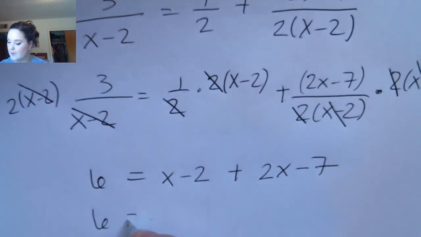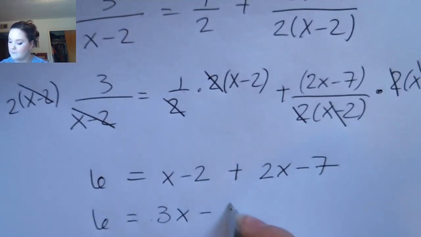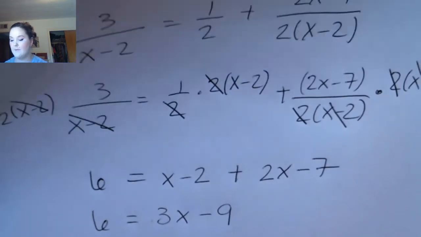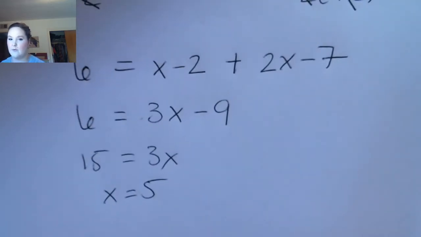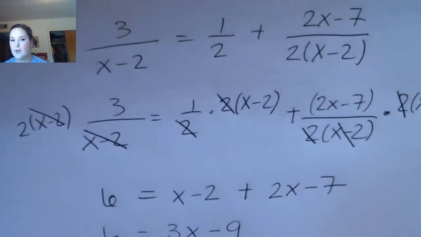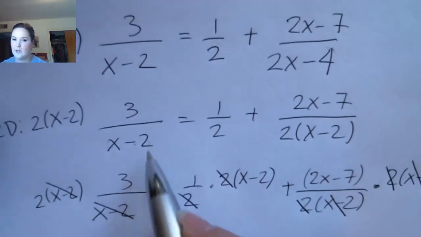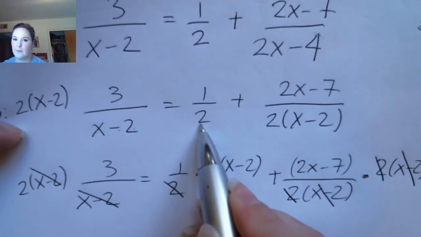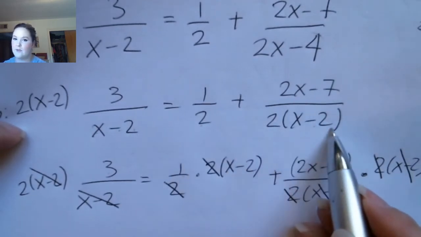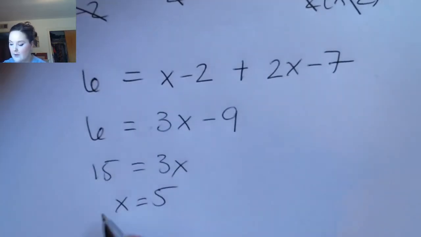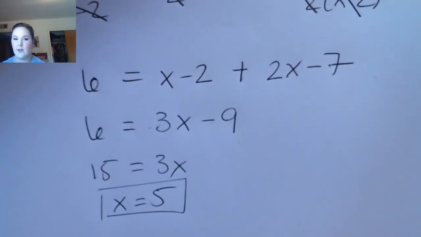So let me combine my like terms. And I get the solution x equals 5. So when I check my denominators, if I plug in 5, I'll get 5 minus 2, which is 3, not 0. Here the denominator's 2. Here I would get 5 minus 2, which is 3, times 2 is 6, not 0. So this is an okay solution.